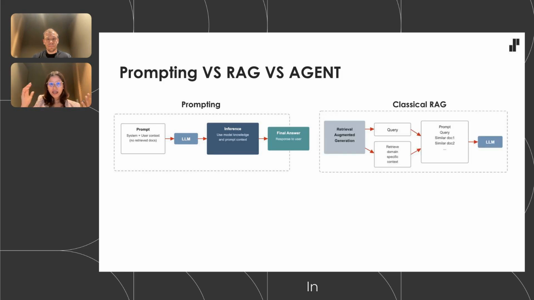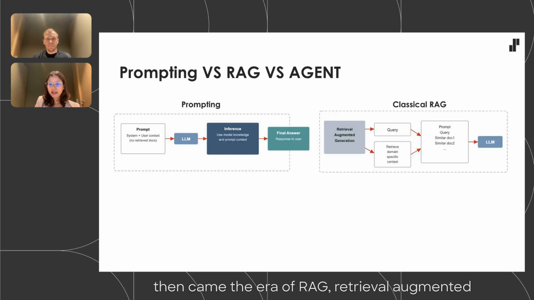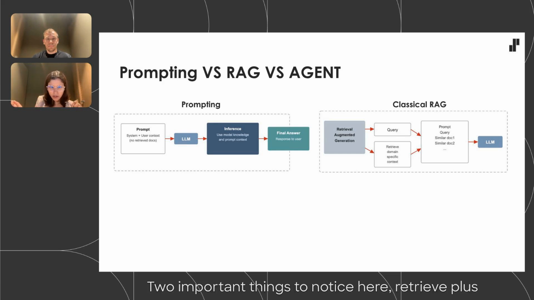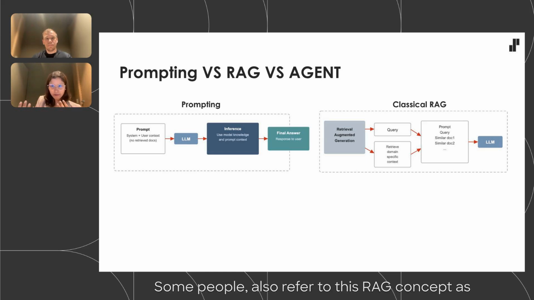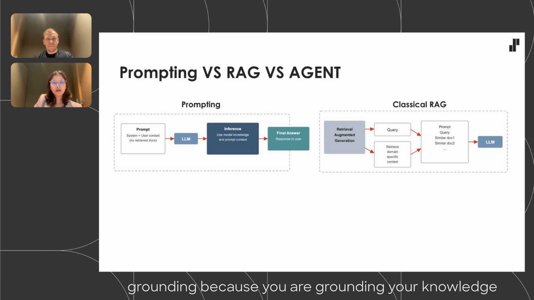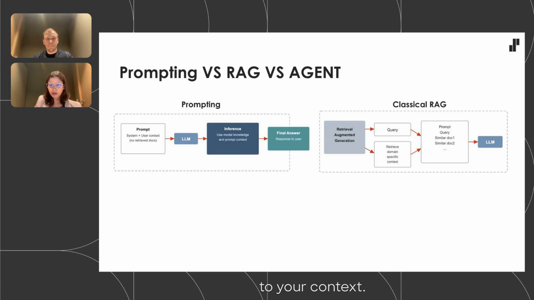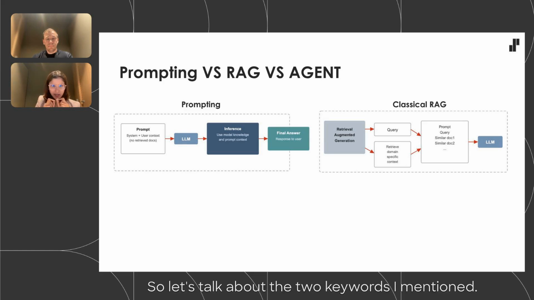Then came the era of RAG, retrieval augmented generation. Two important things to notice here: retrieve plus augment. Some people also refer to this RAG concept as grounding, because you are grounding your knowledge to your context. So let's talk about the two keywords I mentioned.